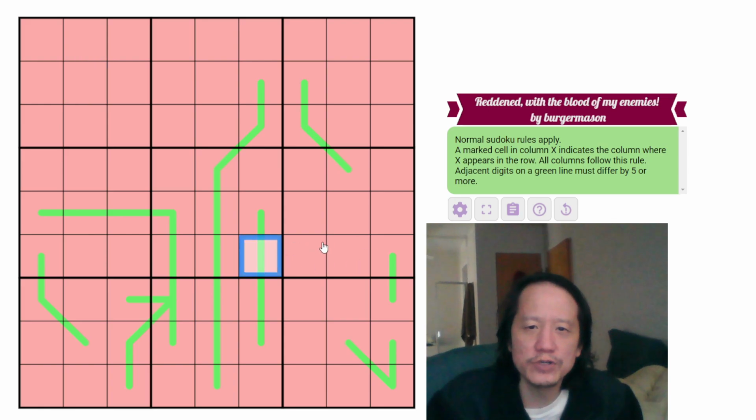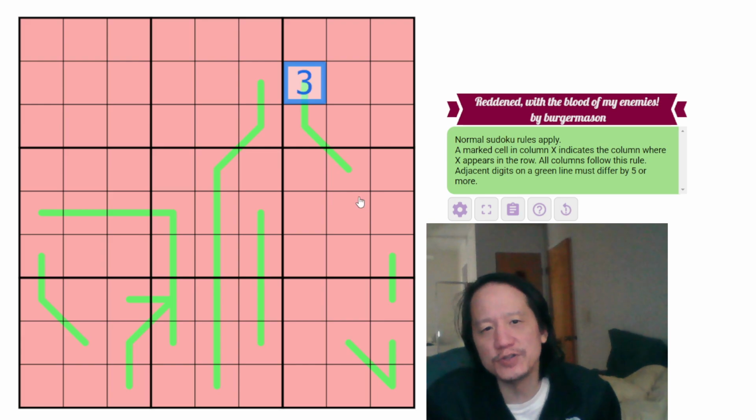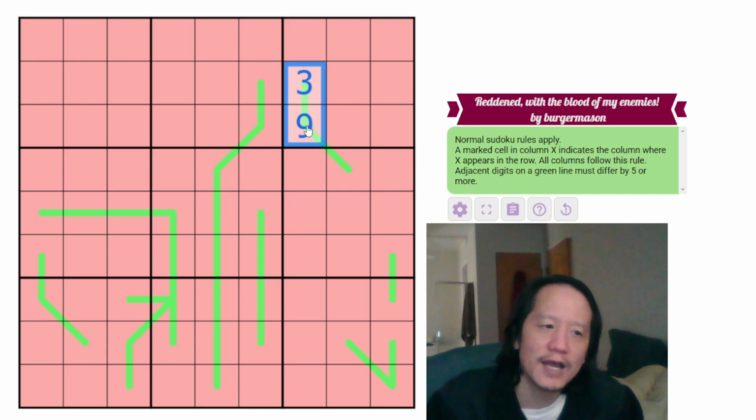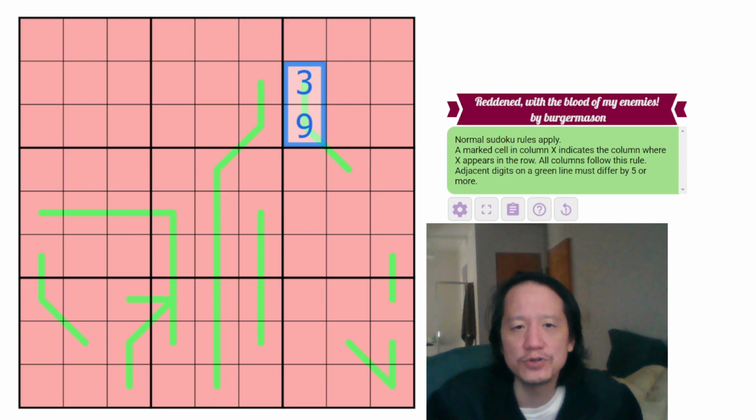And the last rule is adjacent digits on a green line must differ by 5 or more. This is called the German whisper line. So basically, if, for example, this were a 3, we know this digit would have to be an 8 or a 9 because, again, adjacent digits have to differ by at least 5. And those are all the rules.